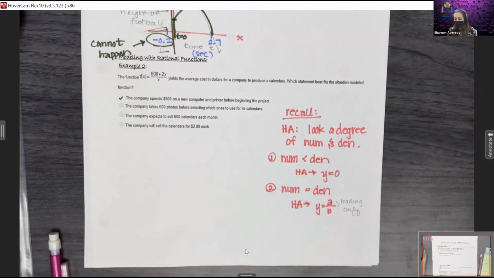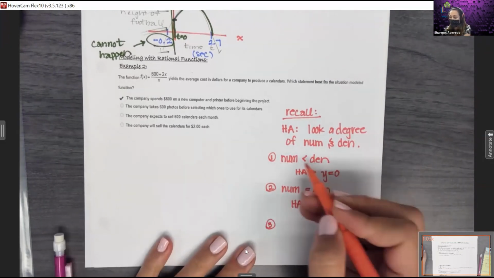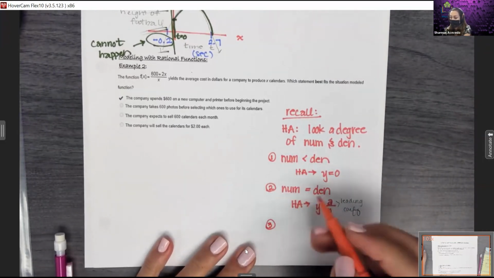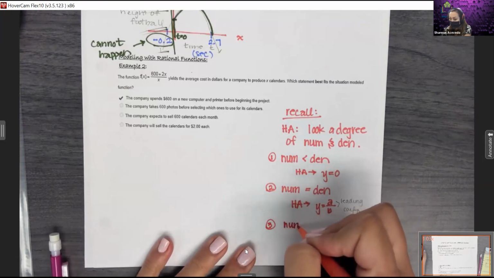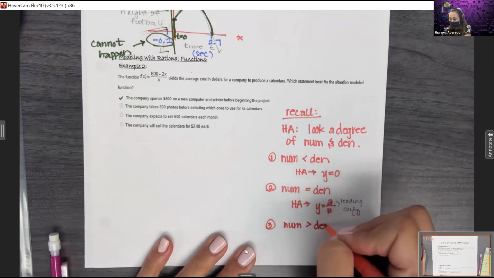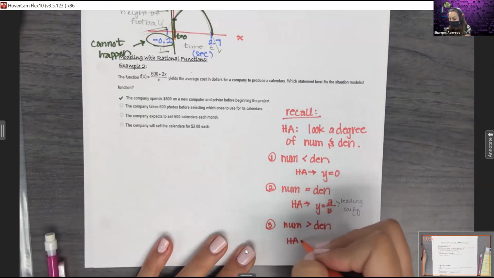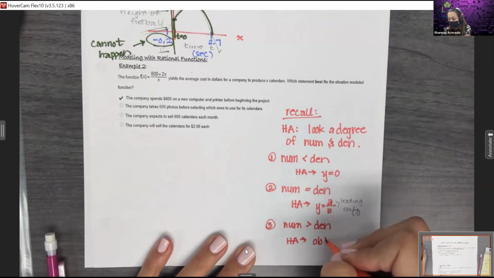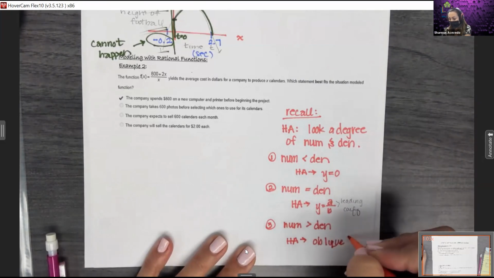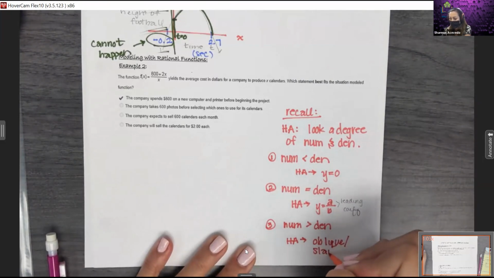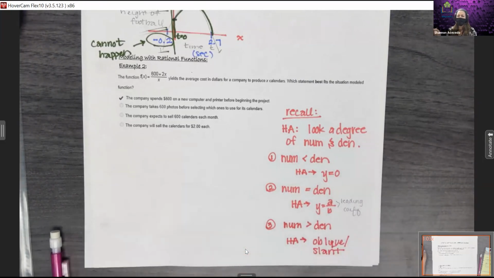My last option, option 3. So my numerator degree is less than the denominator, they're equal, or my numerator is going to be greater than my denominator. We're looking again at the degrees. Then that means that the horizontal asymptote is going to be oblique. Sometimes they refer to it as a slant. It just depends on the textbook.